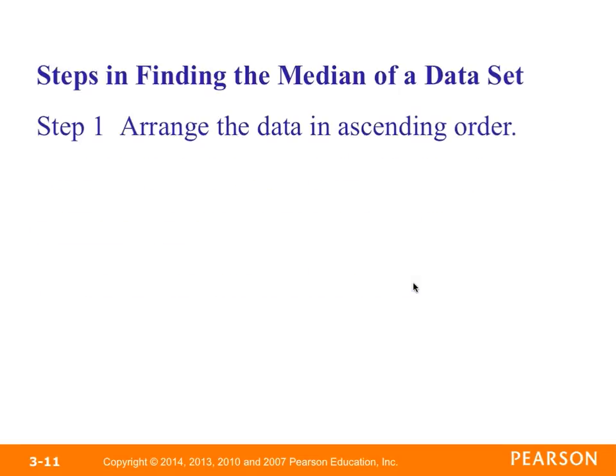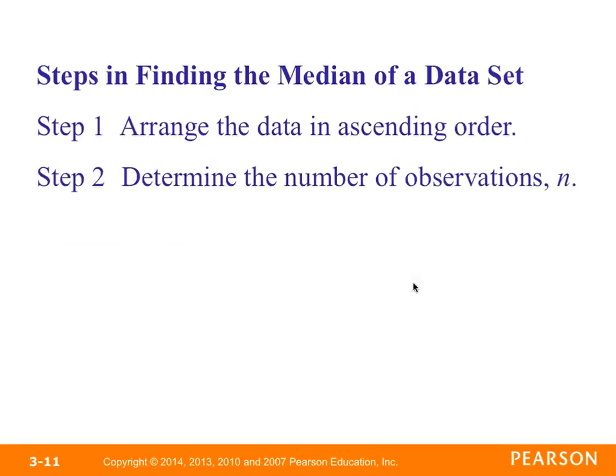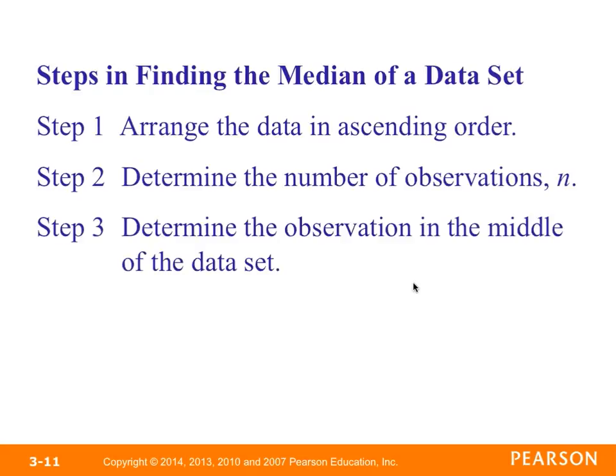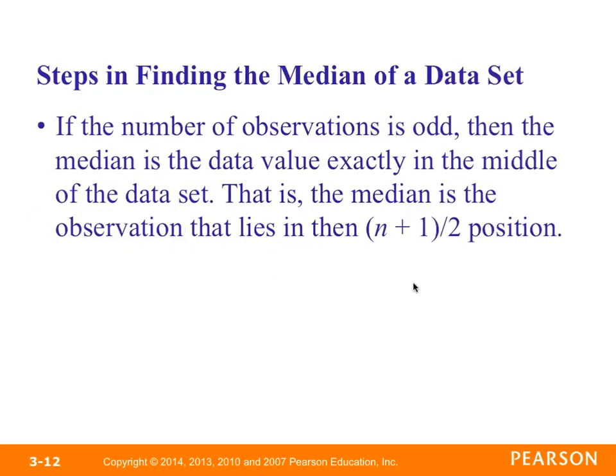So in order to find it, step 1, arrange the data in ascending order, determine the number of observations, and determine the observation that's in the middle of the data set. If the number of observations is odd, then the median is the data value that's exactly in the middle. For example, if you have a data set that only has 5 observations, then there's only 1 observation in the middle. It would be the third one.